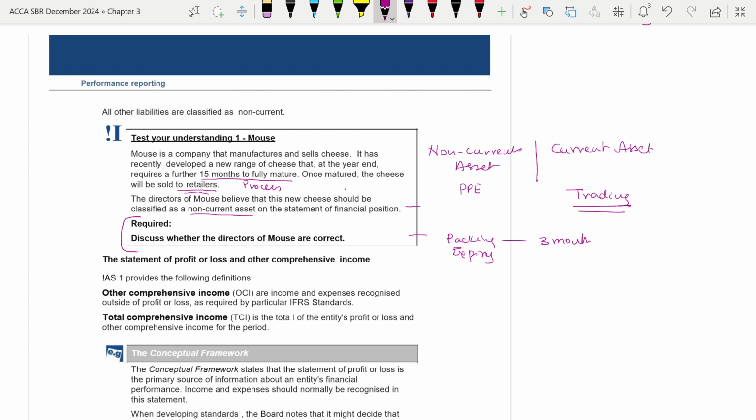The manufacturing process will take 15 months, but the packing and expiry date will not be 3 months. Maximum, you take 9 months, you extend it maximum 12 months. The processing time is 15 months, but once matured, the cheese will be sold to retailers. Means the cheese will be used for which purpose? For trading purpose.